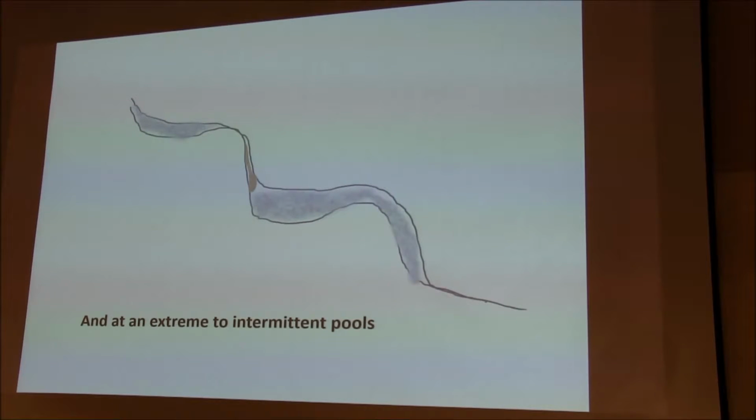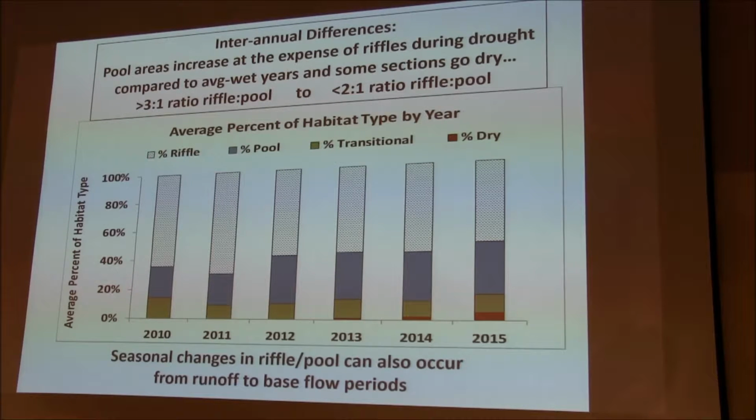Now, instead of just looking at that schematic, let's look at the real data of what these interannual differences were. What we're looking at here is a graphic that shows the average percent of different habitat types with time, 2010 and 11, the wet years on the left, to the drier years on the right. It shows the distribution of riffle habitat, pool habitat, transitional areas, and again, in some cases, spatially intermittent streams, dry sections of stream developing as things go on.